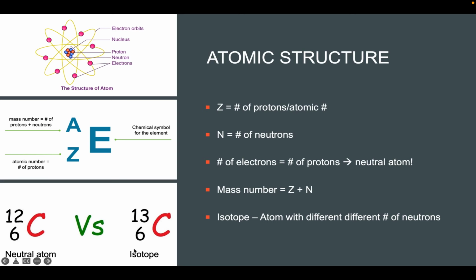In certain cases, we have isotopes. An isotope is an atom with a different number of neutrons. So if I have a different number of neutrons, but a steady atomic number, or number of protons, which doesn't change, that means my mass number is going to change, right? Here you can see that I have more neutrons because now I went from a 12 mass number to a 13 mass number.